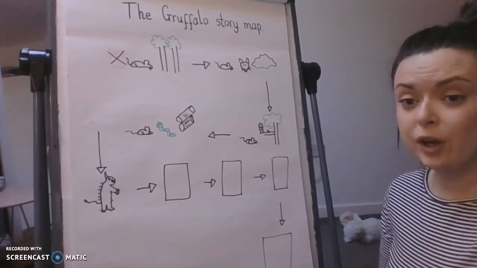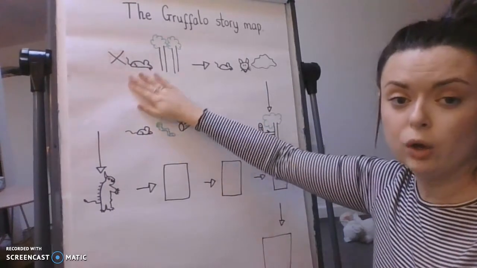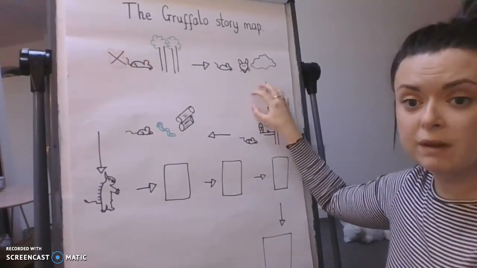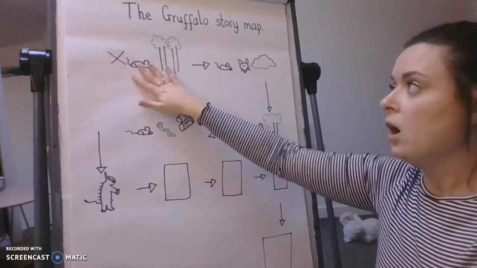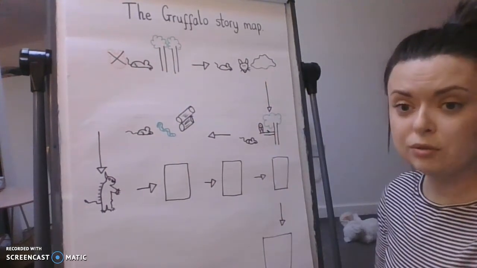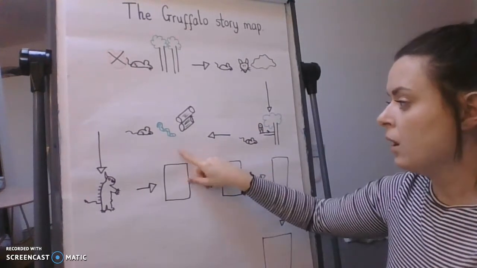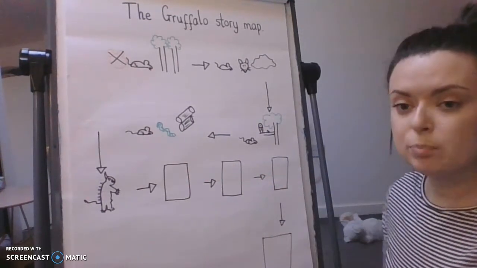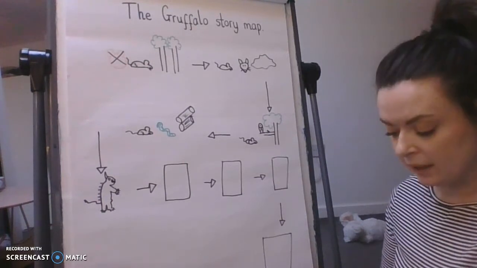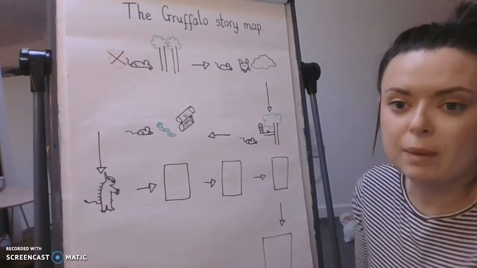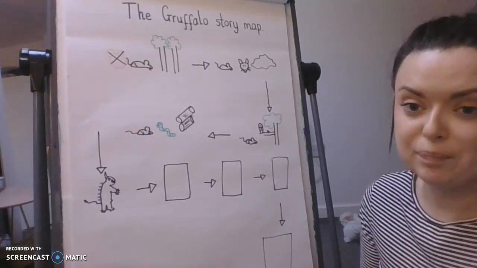I want you to have a go now at representing your own story of the Gruffalo with your very own story map, okay? I'll upload a picture of what I've done so far, or you can just use this video to help you. And then what I've done here, I've left those blank because I want you to complete the rest of the story map with the main parts of the story, okay?